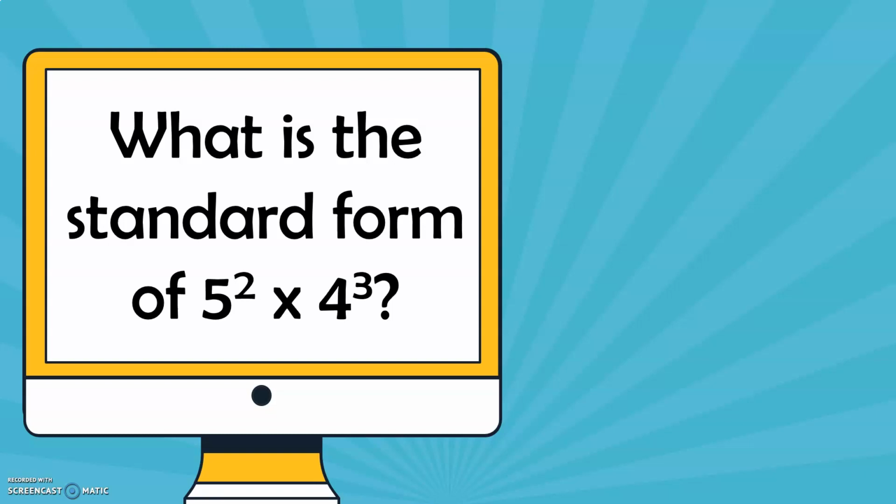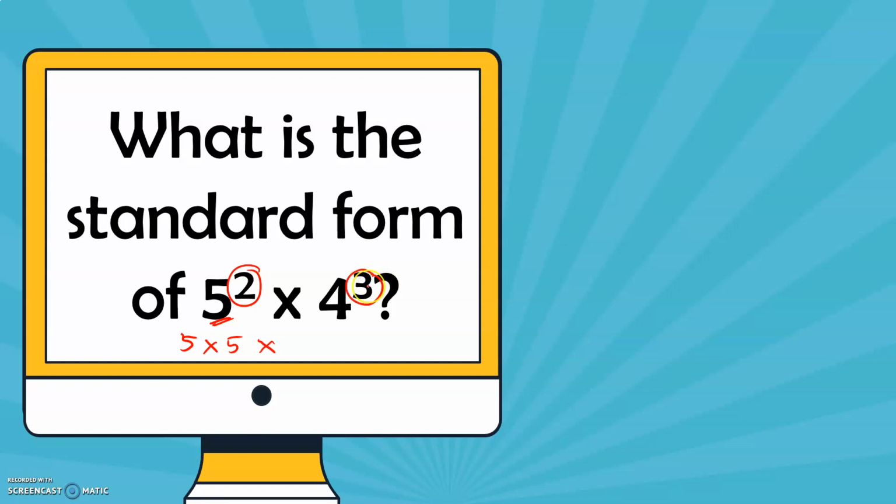Next, what is the standard form of 5 raised to the power of 2 times 4 raised to the power of 3? Again, we have here two exponential notations. So let us rewrite them first into factored form. 5 raised to the power of 2 means 5 times 5. Because the exponent is 2 and the base is 5, it means that we'll use 5 2 times. Then we will still multiply it by 4 raised to the power of 3.